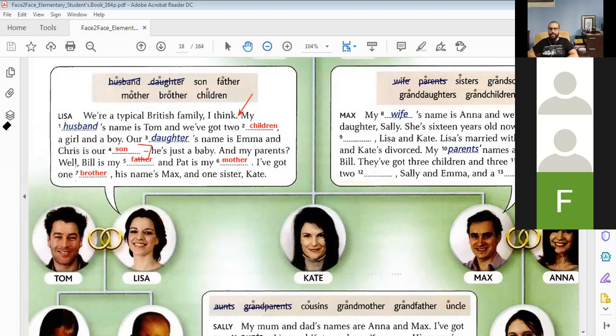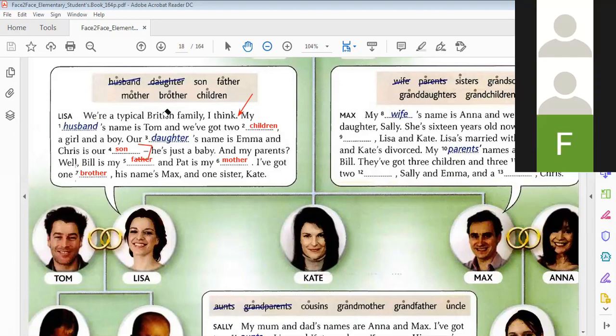He is just a baby, and my brother and my parents. Well, Bill is my father, and Pat is my mother. I've got one brother. His name's Max, and one sister, Kate. Oh, okay. Very nice. Very good. Much better. All right, let's see someone else.